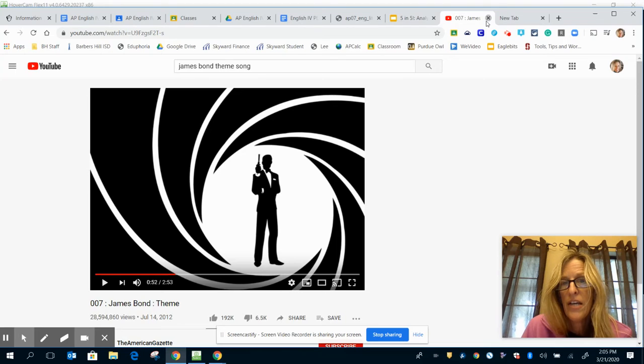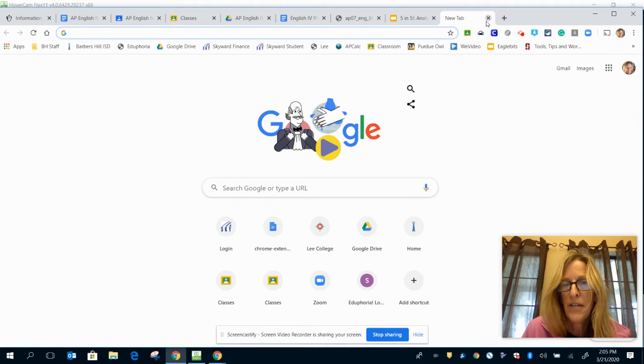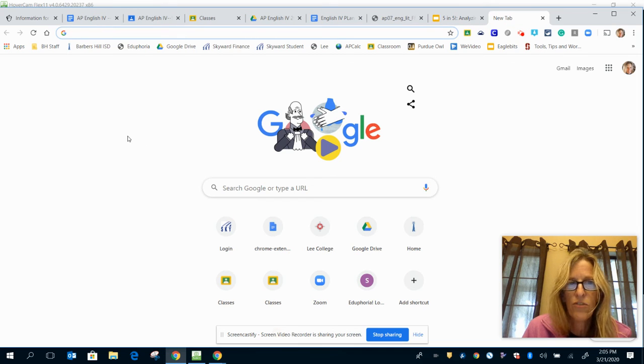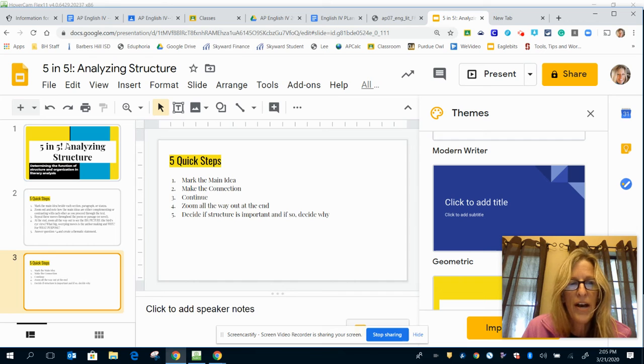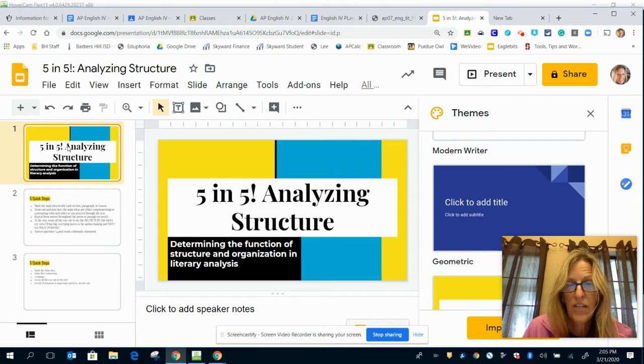That's part of it. If it were not AP, it wouldn't be hard. And so it's always going to be a puzzle that we're trying to unravel. So today what we're going to talk about is continuing with the discussion about how to analyze structure, because that's one of the first things the College Board is going to present.